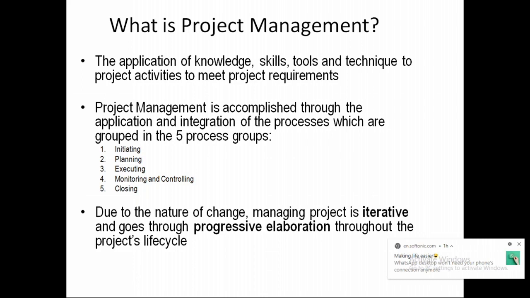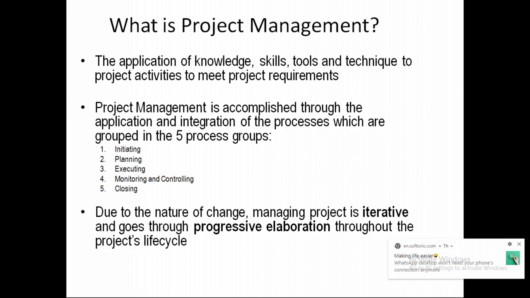Then we are going to be looking at how project management is accomplished through the application and integration of the processes which are grouped in five process groups. We have initiation, we have planning, we have execution, we have monitoring and control, then we have closing. My second assignment is for you to write what you understand by project initiation, project planning, project execution, project monitoring and control, then project closing.